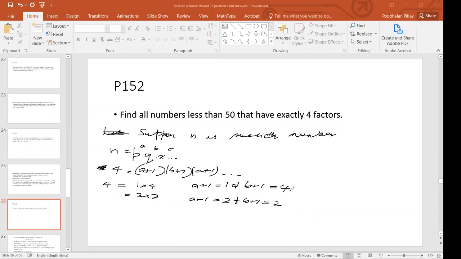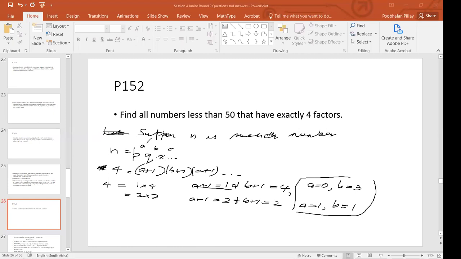This first thing here gives you that a equals 0 and b equals 3. And this thing here gives you a equals 1 and b equals 1. See? Now how do you translate this into our problem?